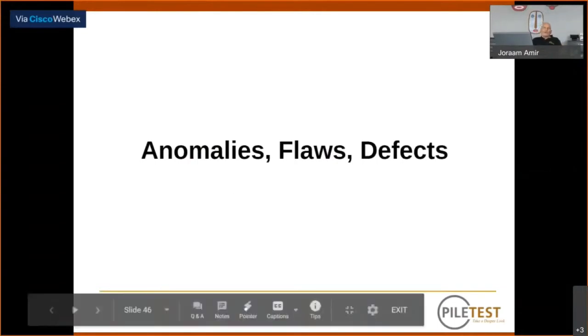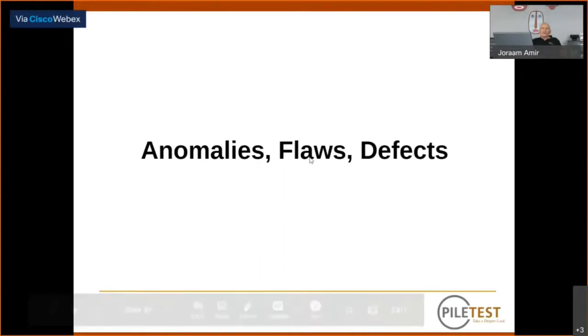Now, a few words about three terms that are very often misused: the anomalies, flaws, and defects. And I must admit that even seasoned testers and engineers with a lot of experience do not know the difference.